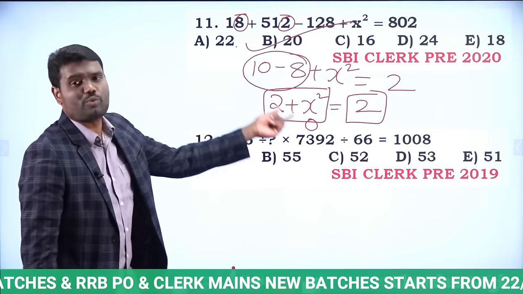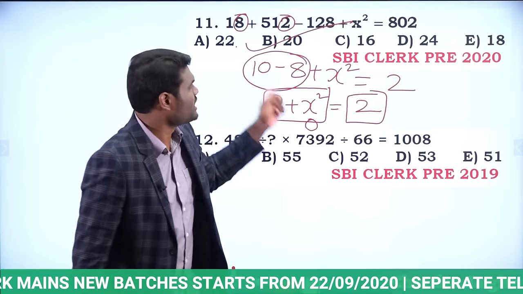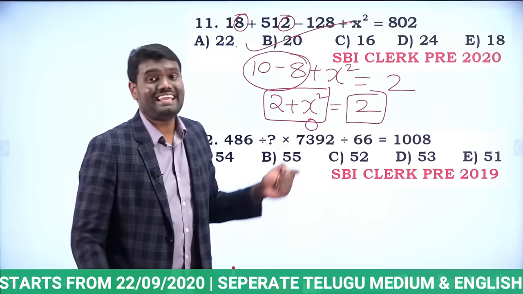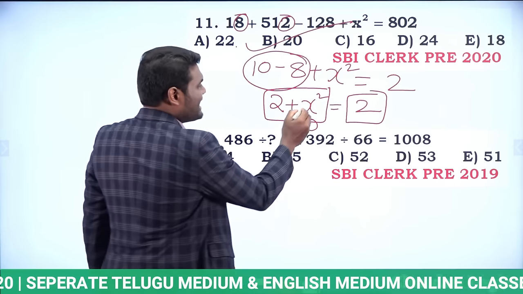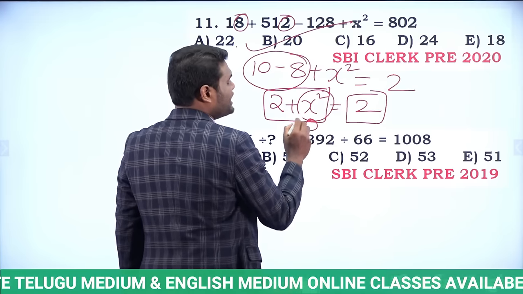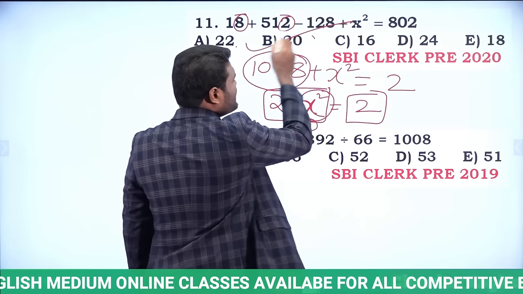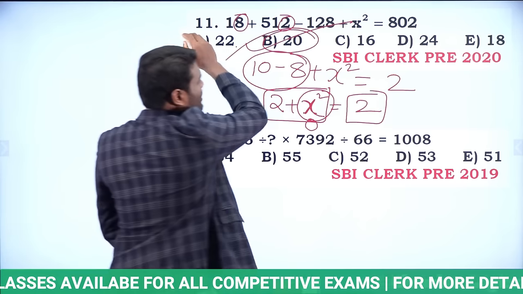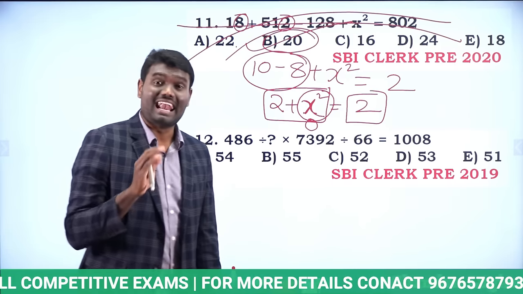Why? Because 2 square will be 4. 6 square will be 36, last digit will be 6. So no other number gives us last digit 0. Only 20 square, 400, last digit will be 0. That is the reason in this x square place it should be 400, which means x value is simply 20. Very simple question. Just don't try to do calculation. Instead of doing calculation, simply verify the last digit.